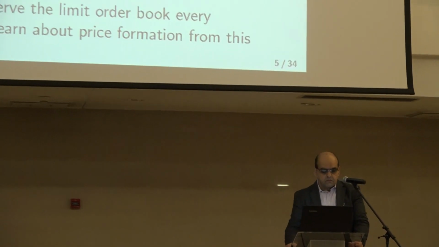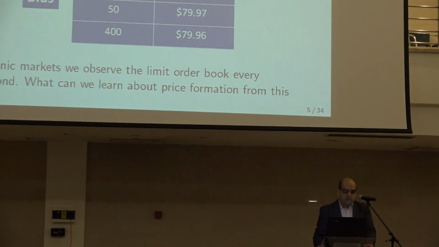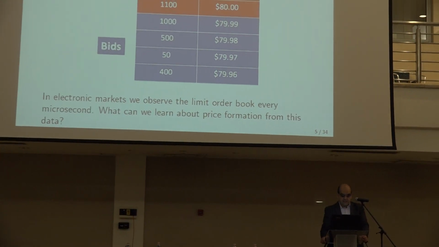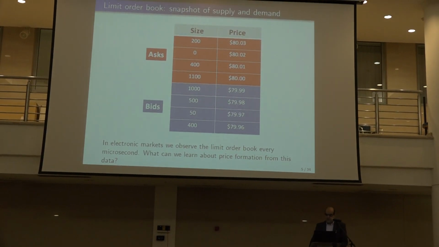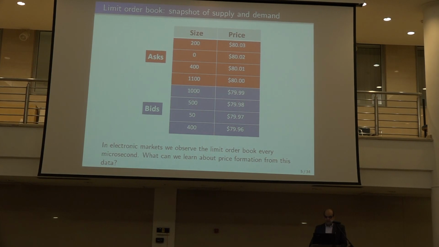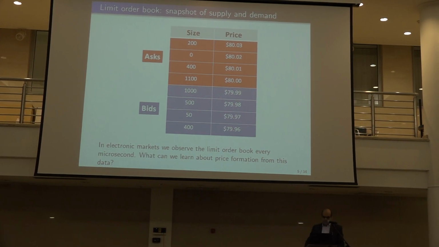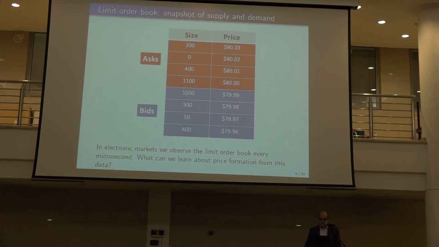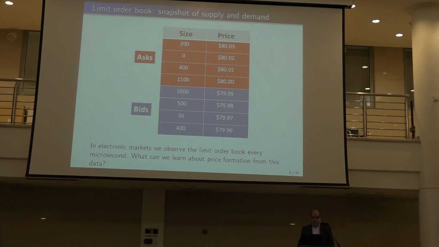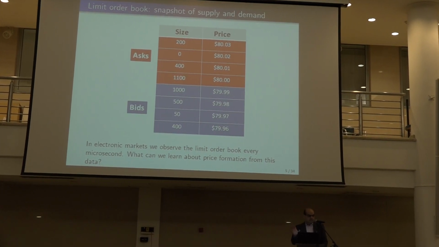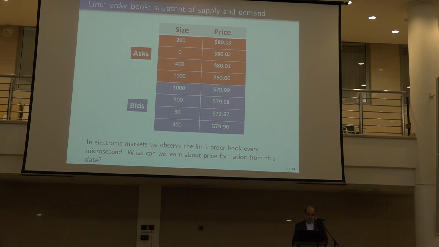So what we have is a snapshot at each observation time of the limit order book. So it looks like this. You have outstanding orders with prices and sizes. For example, here it means that somebody wants to sell 200 shares at price 80.03, and they want to buy 400 shares at price 79.96, and so on. The blues are buys, the reds are sells. And this is the state of the supply-demand, if you want, at time t.